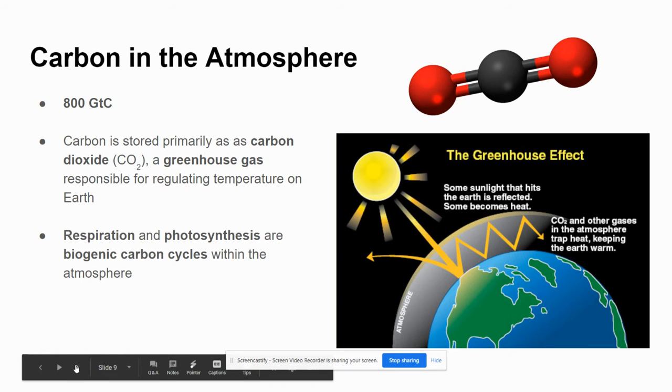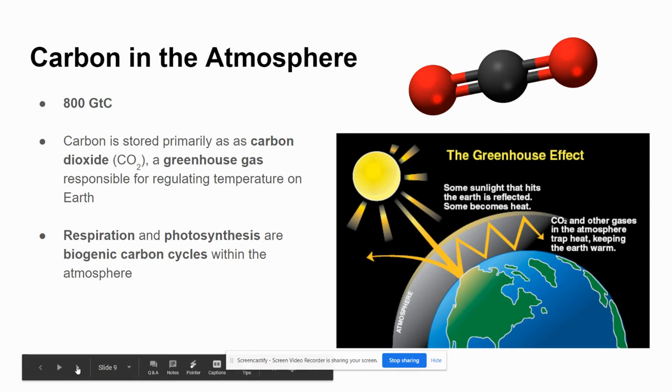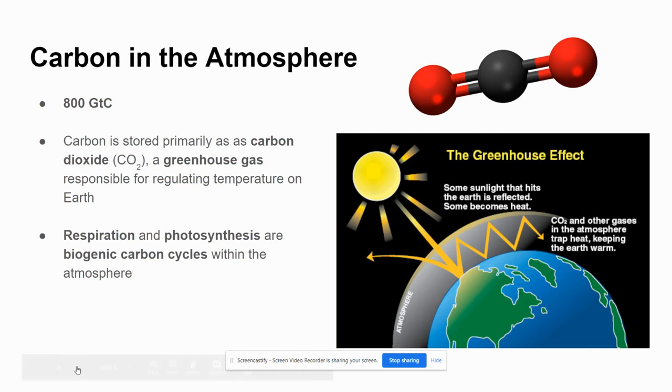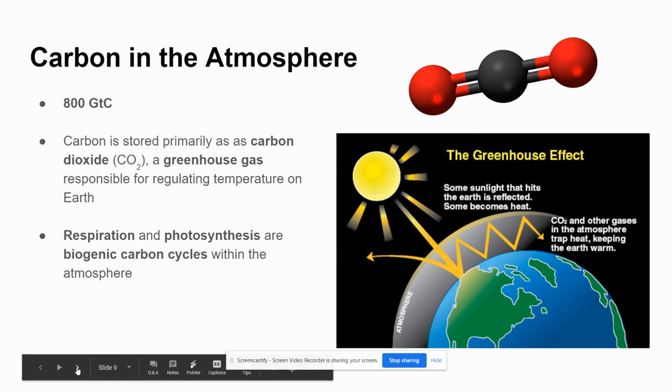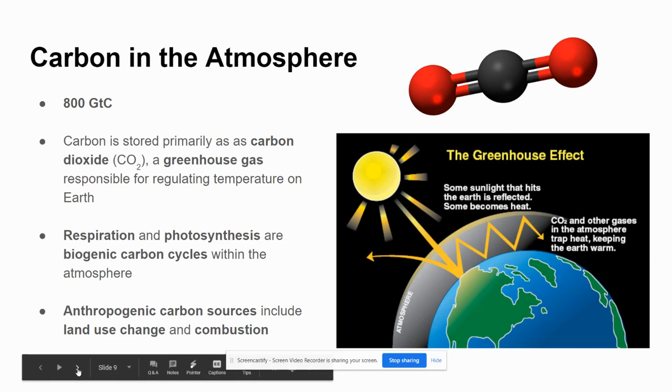Respiration and photosynthesis are biogenic carbon cycles within the atmosphere. What is biogenic? Biogenic is naturally controlled. They happen and the humans are basically not involved in that process. Anthropogenic carbon sources include land use change and combustion. Anthropogenic carbon sources are a non-biogenic carbon cycle which do not occur naturally and involve the humans.